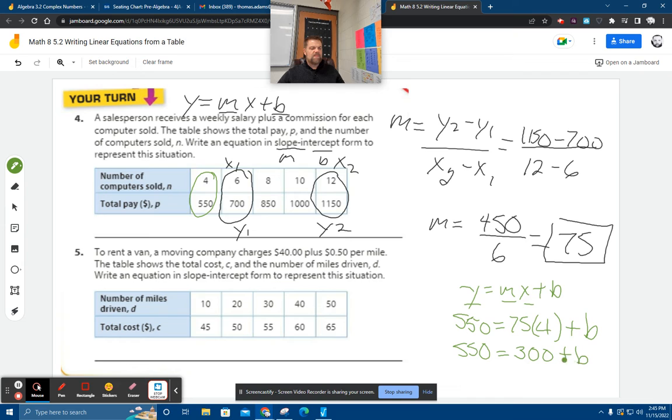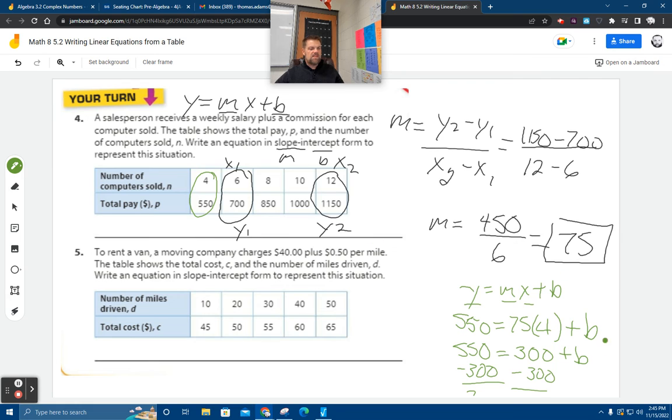300, right? So then I'm going to subtract 300 from both sides. And I get 200. Oops, I got to slide down a little bit there. Oh, I can't. I ran out of room. Shoot. Well, I'll write it over here. b equals 250, right? Oh man, I'm all out of room everywhere. So I'll write it up here. b equals 250. All right. So what's my equation of the line? Well, my equation of the line is y equals m, which is the slope, which is 75, times x plus b, which is 250.